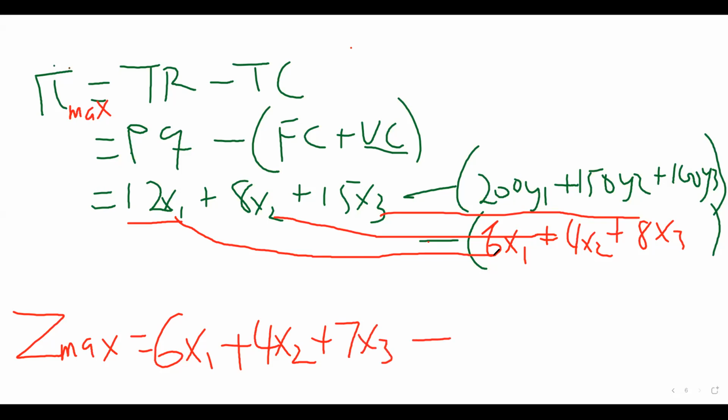Then minus the y's. They are not like terms, and now I'm expanding the minuses. So it will be minus 200y1 minus 150y2 minus 100y3. Finally, this is our Z max. This is our objective function.